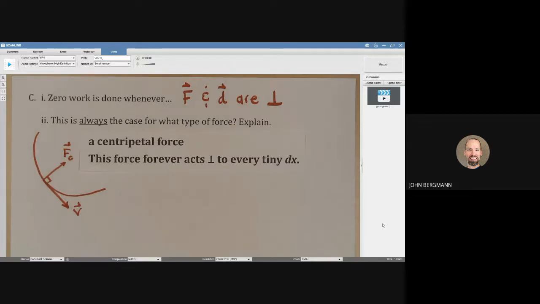And what about the little tiny displacement? I'll draw it bigger, of course, than it really is, but that little tiny displacement right there is parallel to v. So there's dx right there. And it's always perpendicular to that centripetal force. So a centripetal force can never do work on an object. Centripetal forces do 0 work. They change the direction, but they never do work.